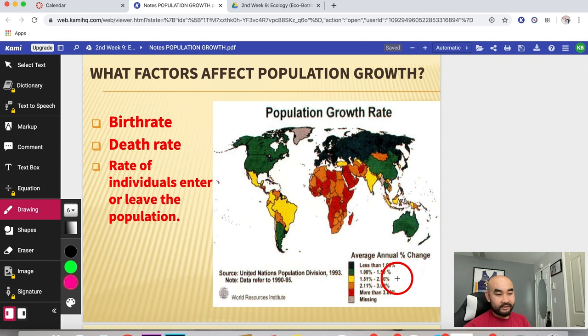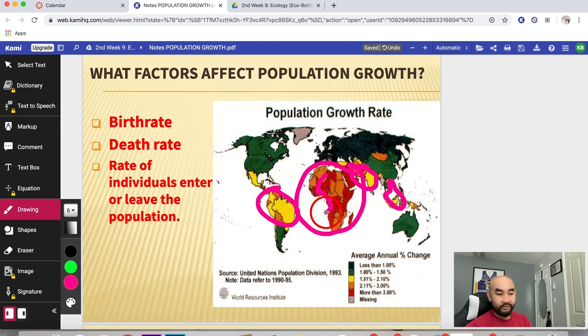But looking at this, which countries seem to have the fastest change in population growth? We see that red or orange means a very high percent change. And voila, Africa. Africa has a very fast change in growth. Following that would be South America and maybe the Middle East or some Southeastern countries. But Africa is number one, the fastest change.